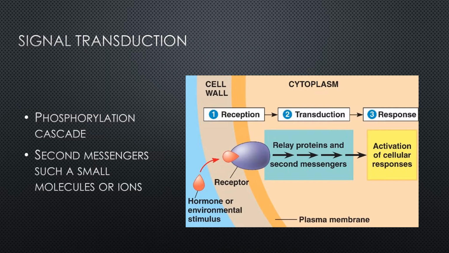Okay, so now we've had our receptor molecules perceiving the change in their situation. How do we get that information to be transmitted to the area that can respond? Well, there are two main pathways that are used. One is a phosphorylation cascade, and the second is using secondary messengers that are either small molecules or ions, like we talked about with the ligand-gated ion channel.